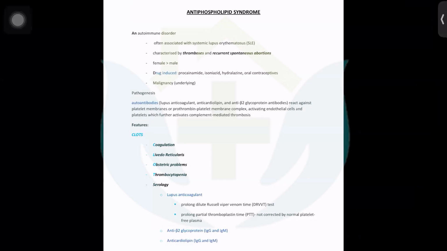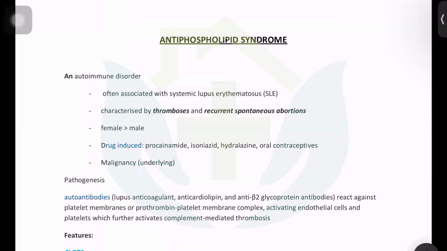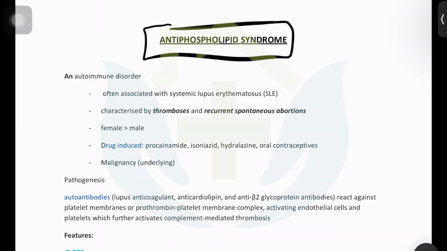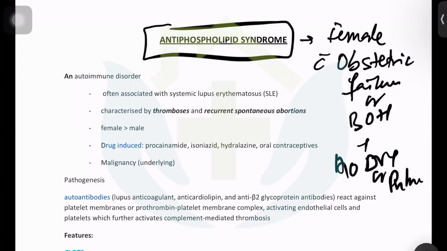So now coming to another big wig of the MRCP exam, antiphospholipid syndrome. Antiphospholipid syndrome is usually about a female with obstetric failures or bad obstetric history, with a history of DVT or pulmonary embolism, with a distinctive rash on the legs known as livedo reticularis.